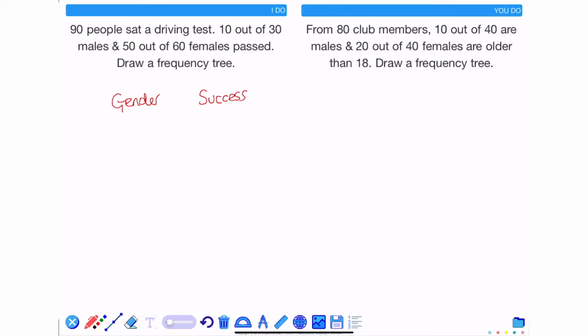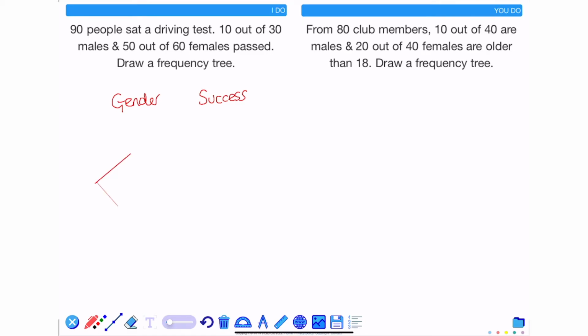With situations like this, where I only have two events happening, a two-way table will hold exactly the same information. But as we'll see, a frequency tree looks a little bit cleaner. So if I have a look at the information that I've been given in the question, it says that 10 out of 30 males and 50 out of 60 females passed.